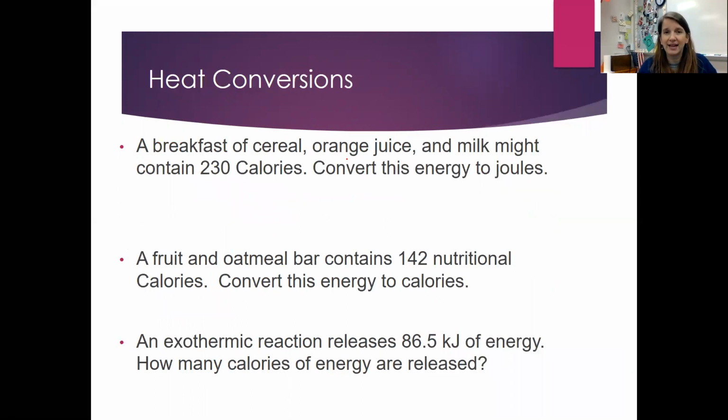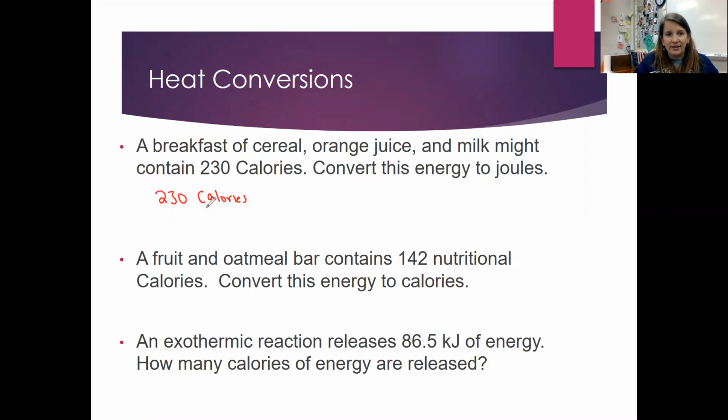So let's take a look and see how these heat conversions are going to go. Anytime you do any kind of conversion, like we've done in moles and we've done in pressure during the gas laws unit, we set up our dimensional analysis. So you always start by writing your given, 230 big C calories. We want to convert that energy into joules.